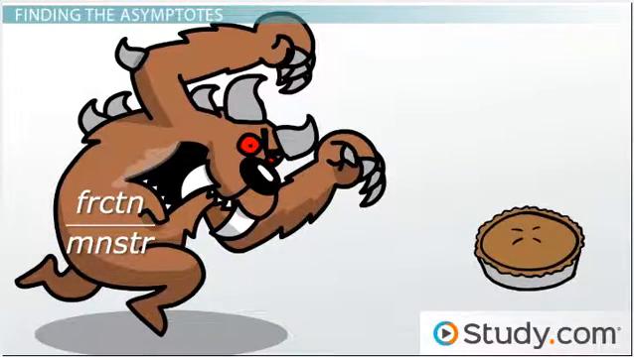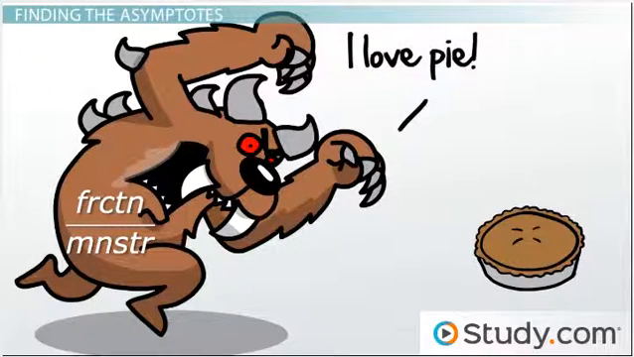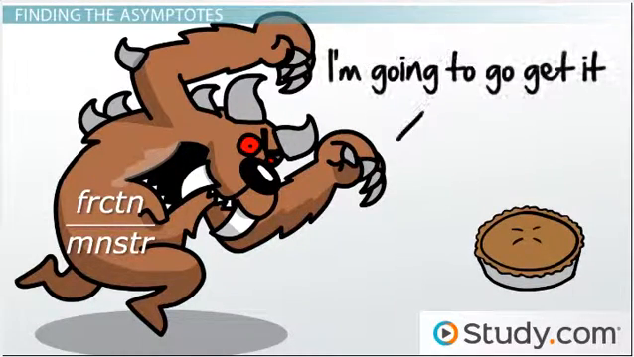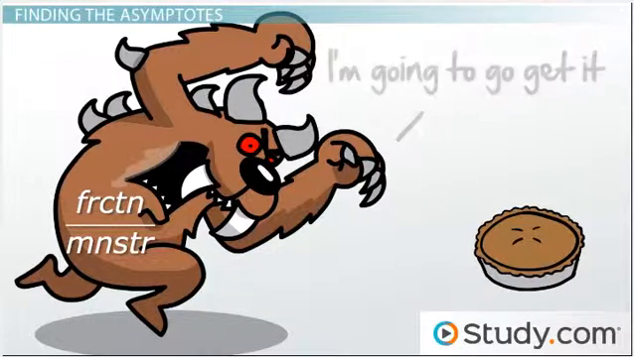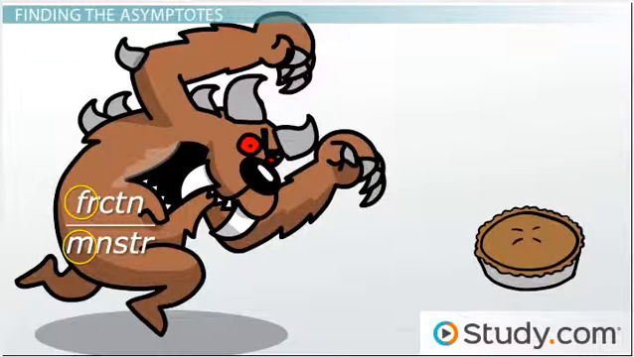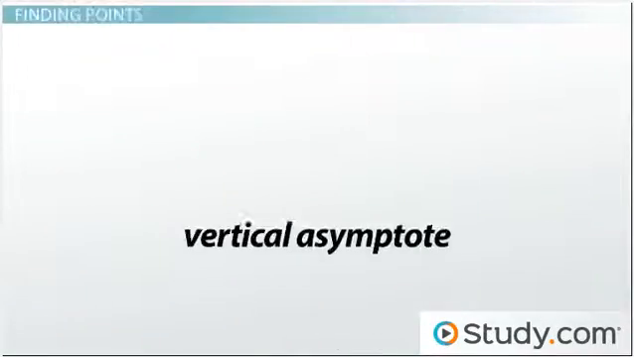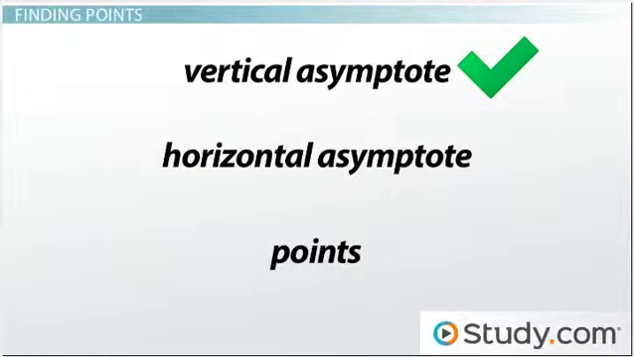Then picture the fraction monster running towards a piece of pie. This is the horizontal asymptote, or the behavior when the fraction monster is getting further and further away. The horizontal asymptote is determined by the first term of the numerator and denominator, or what the monster is made of. Great! Now that we have our asymptotes down, let's go ahead and plot some points.